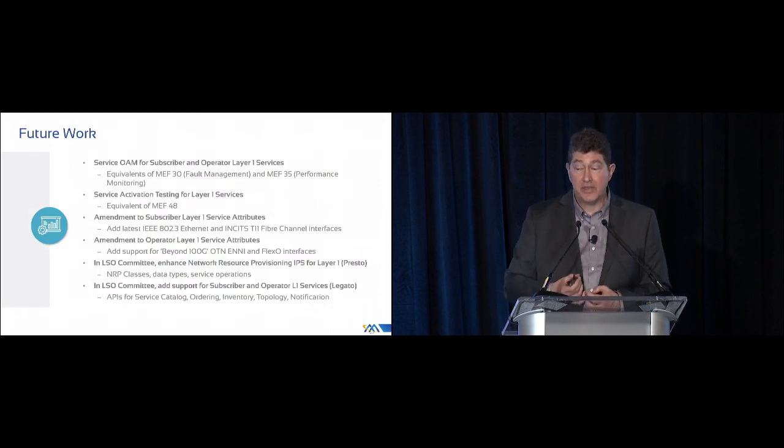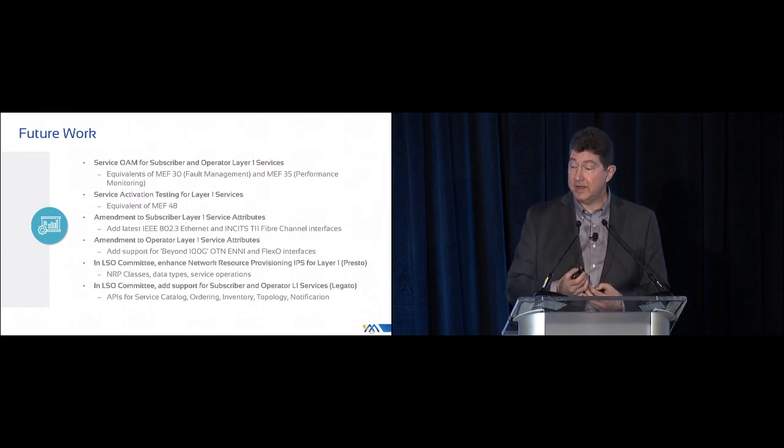So future work beyond that, we'll probably start working on service OAM, the equivalents to carrier Ethernet's MEF 30 and 35, and service activation testing. Then we'll need to spin a couple of amendments for the PHYs that have come out of 802.3 of late, like 50 gig, 200 and 400, as well as the higher rates in INCITS Fibre Channel. And as well, there's the beyond 100G interfaces for optical ENNI handoffs, like the FlexO for 200 and 400 gig as well.